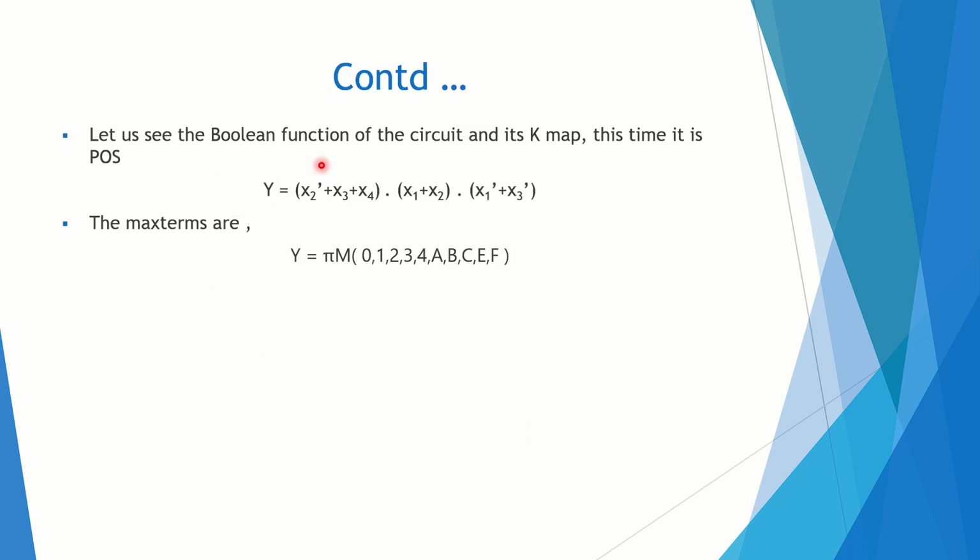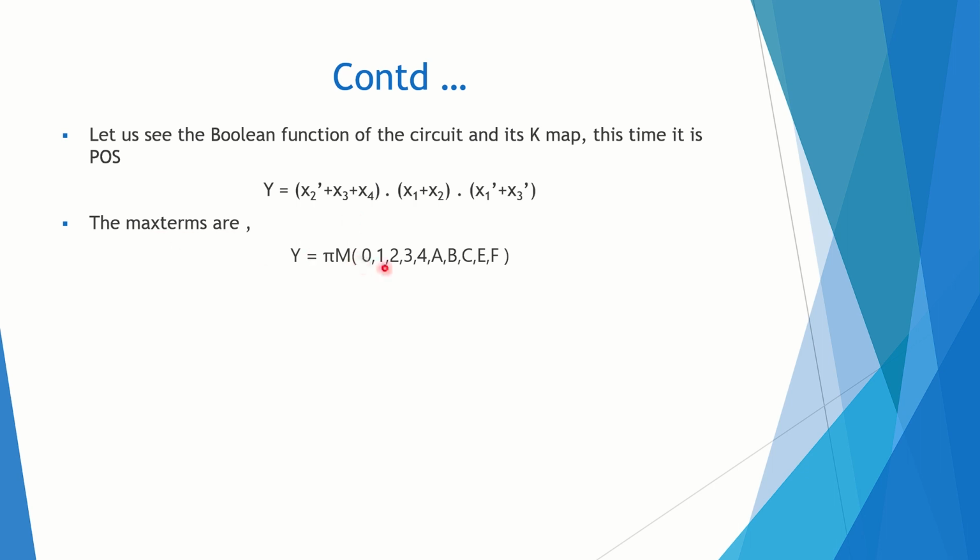So let us see the Boolean function of the circuit and its K map. This time it is product of sum. See here, this is the expression, a product of sum expression. So here we have to group zeros in the K map. Let us see which are the max terms.